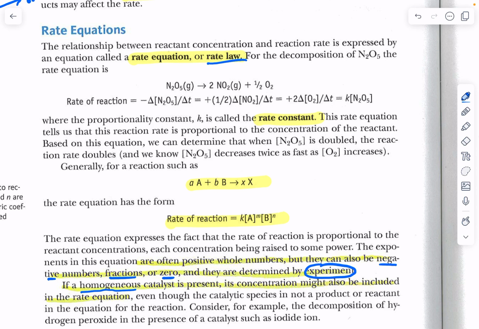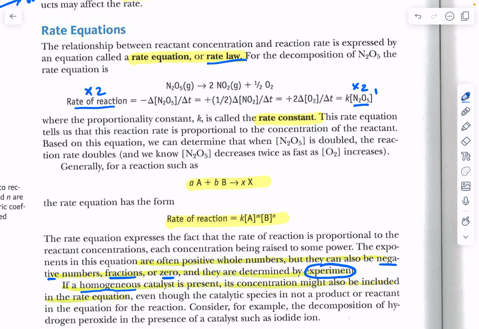So when we did our experiment, or if we imagined the experiment previously, we would say that if we doubled the concentration of my dinitrogen pentoxide and it caused the rate of my reaction to become twice as much, that is a linear relationship. In other words, if I multiplied this molarity by 2, it caused this to increase by 2. And therefore, we would have an exponent of 1 for the molarity of my dinitrogen pentoxide in the reaction rate law.